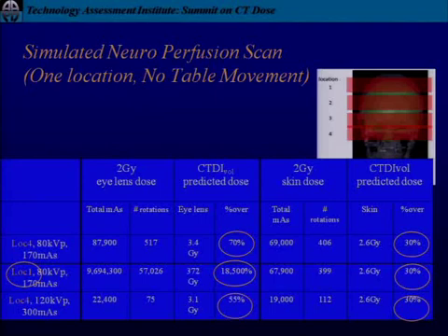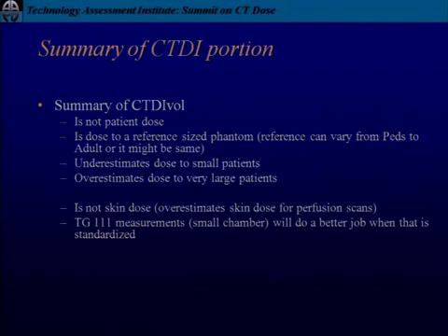Okay, so let me summarize. CTDI vol, what is it? It's not patient dose. It is dose to a reference size phantom. That reference might vary from peds to adults, so you have to be careful there. There are still some transitions going on. It does underestimate dose to small patients, and it may overestimate the dose to large patients.